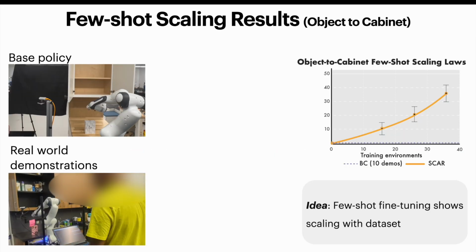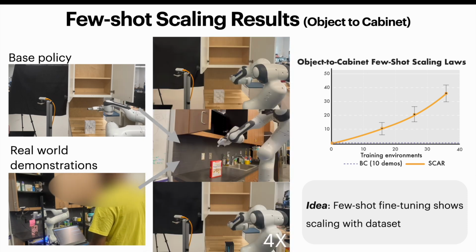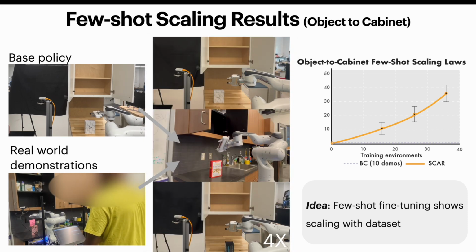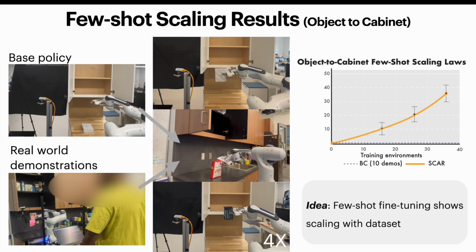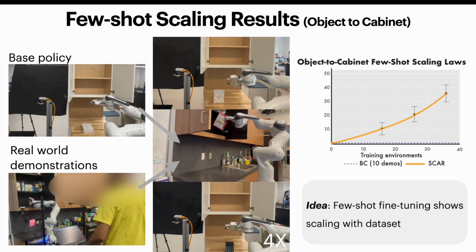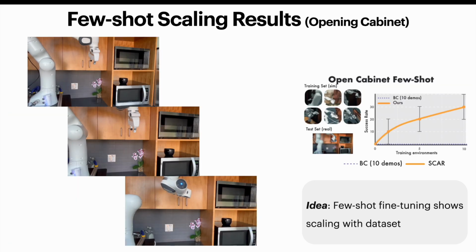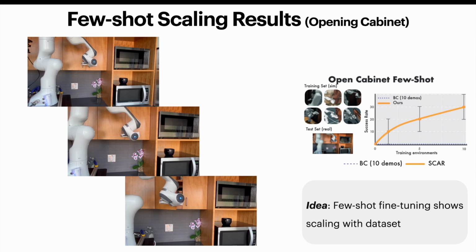Furthermore, we tried Cacher on another task of putting boxes on the cabinet, and we showed that with few-shot we obtained similar scaling laws as with other tasks. We also tried it on an articulated environment on the task of opening the cabinet, with similar scaling laws.